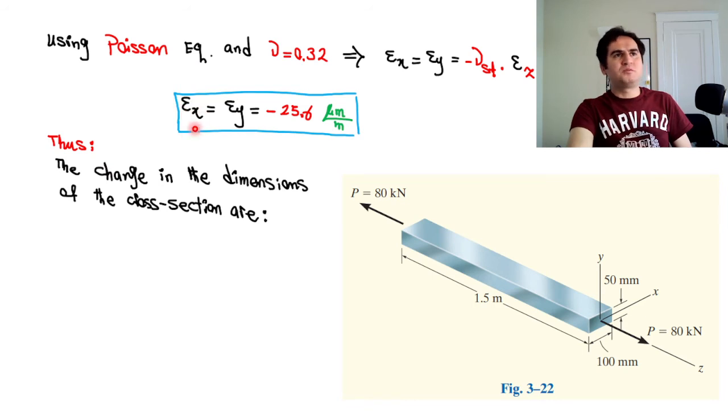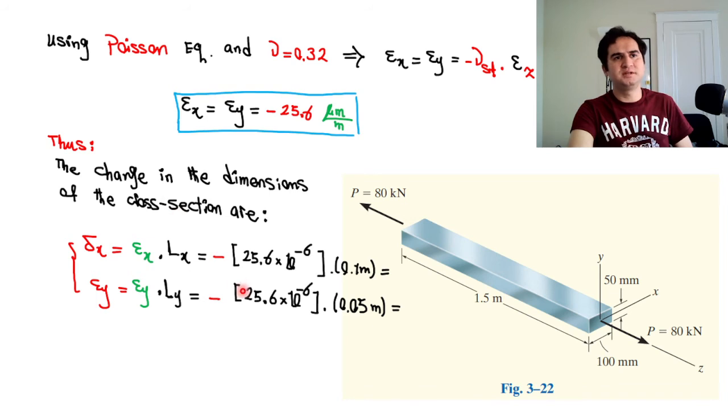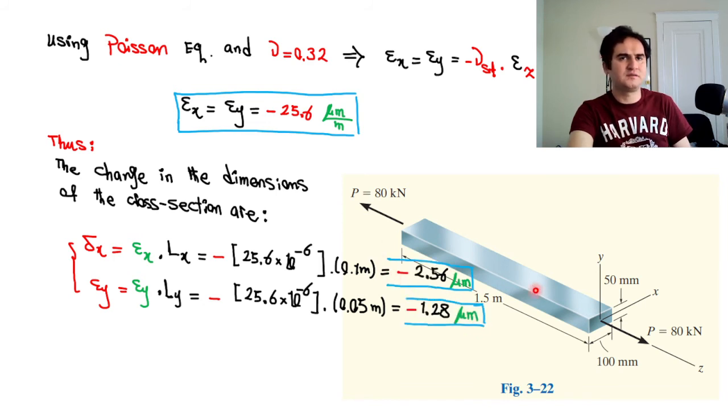Now, when we know what epsilon x is, what epsilon y is, the change in dimensions of the cross-sectional area would be delta x, which is epsilon x times length in x direction, and delta y is epsilon y times ly. If you replace the numeric value, just epsilon x times the length in x direction, and delta y is epsilon y times length in y direction, which is 50 millimeters over here. Doing the math gives you the numeric value of both in micrometers for elongation.